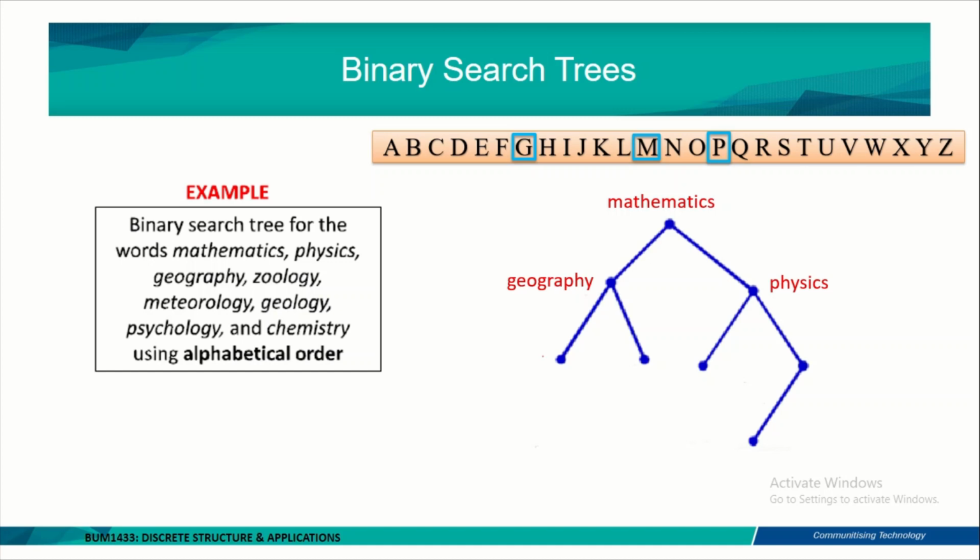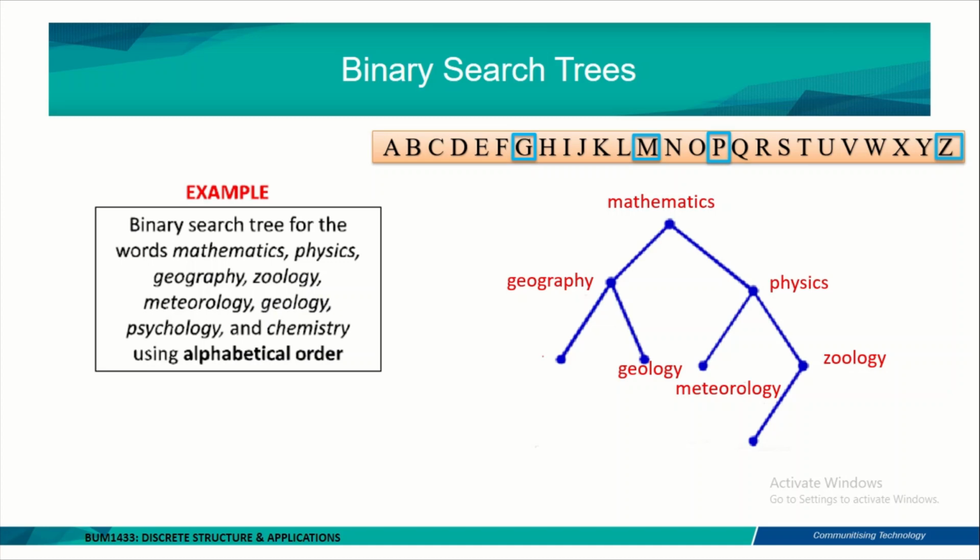Next, move to zoology. We see that the initial alphabet is Z. Z is after the M, so we need to put it on the right side of the M. On the right side of the M, Z is also after the alphabet P, so that means it is on the right side of the P. So we put zoology here. For meteorology, since it starts with M, we put it here. For geology, we put it here.